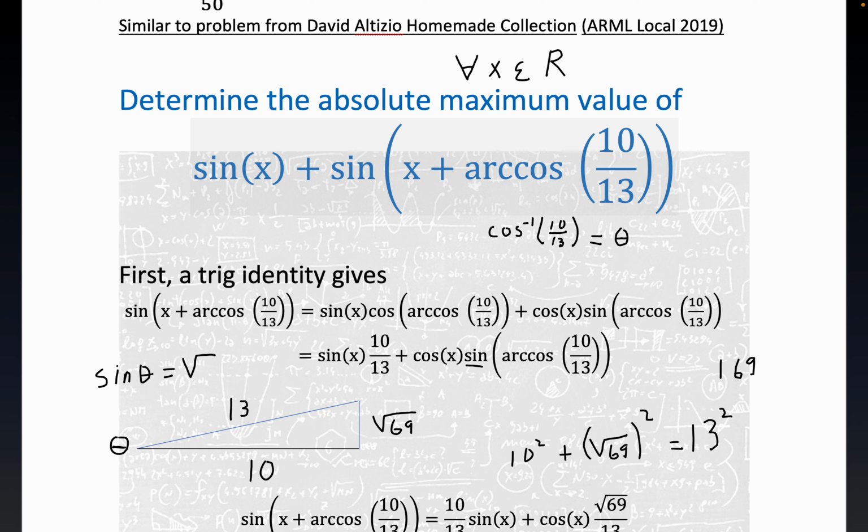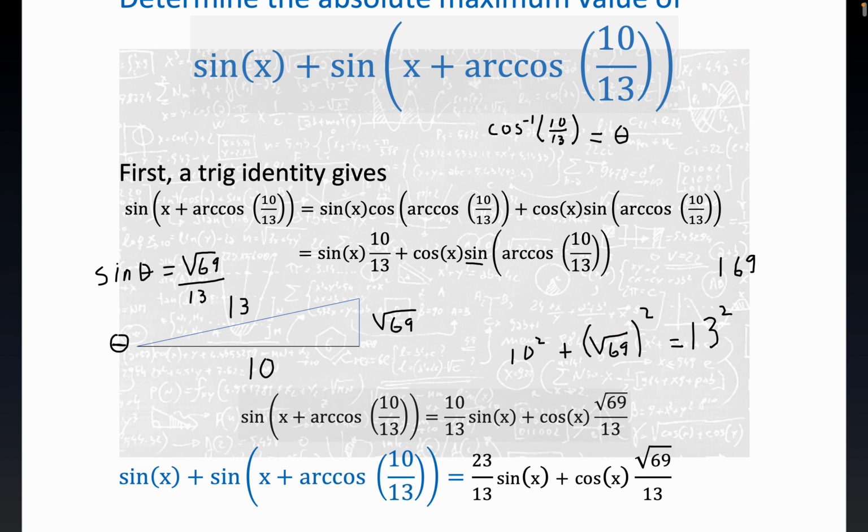And that's consistent. We know all the trig functions like sine and cosine are less than 1 from the unit circle definition. And certainly this number is less than 1. Just as a check, you haven't made a mistake on your arithmetic. The square root of 69 is a number between 8 and 9. So anyway, that's where the square root of 69 over 13 came from right here.